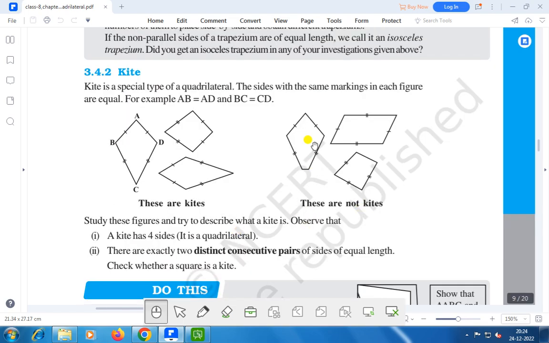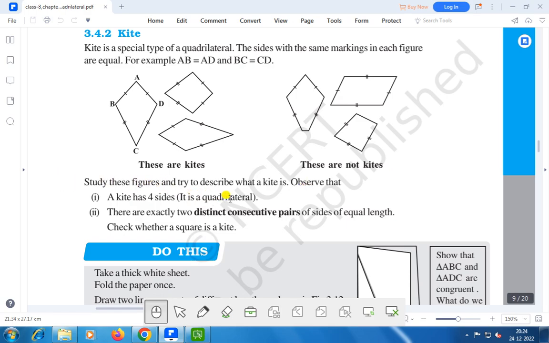But these are not kites. Here you see, this side is equal to this side. This side is also equal to this side, but it has 1, 2, 3, 4, 5 sides. Therefore, this is not a kite. This side is not equal to this side. These opposite sides are parallel and equal. Therefore, it is not a kite. It is also not a kite.